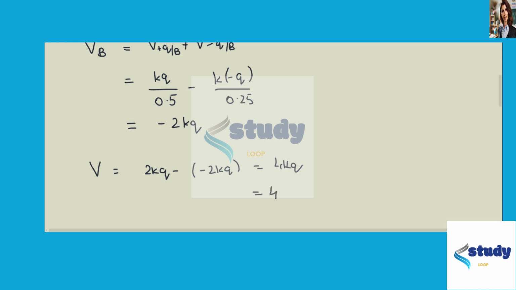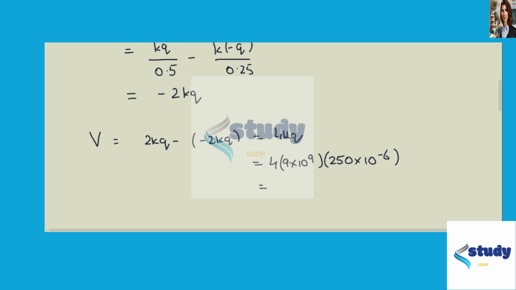Now, K in SI units is equal to 9 into 10 to the 9th power, and our given charge is 250 microcoulombs, so that's 250 into 10 to the negative 6 coulombs, and what we get is 4 into 9 into 10 to the 9th multiplied by 250 into 10 to the negative 6, which is 9 into 10 to the 6th volts as the reading on the voltmeter.